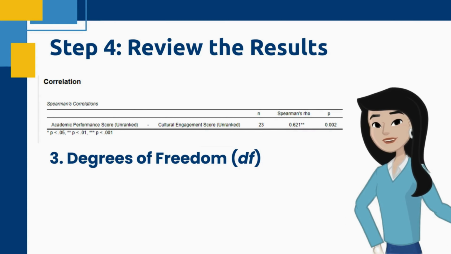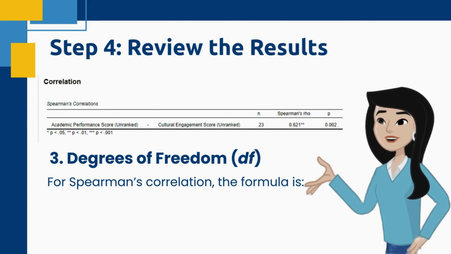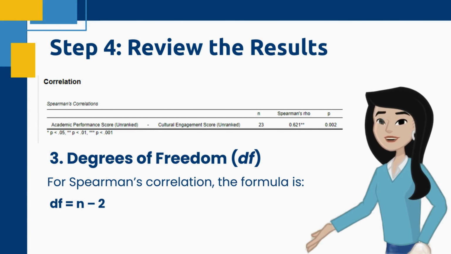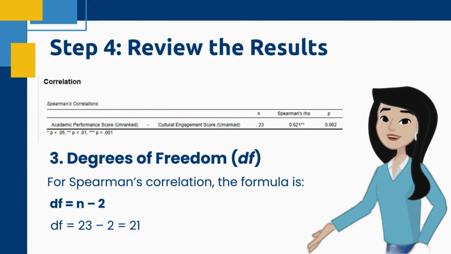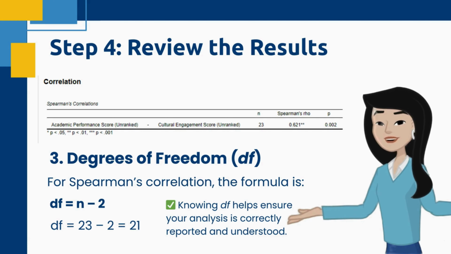3. Degrees of freedom, df. For Spearman's correlation, degrees of freedom are calculated as df equals n minus 2. In our case, df equals 23 minus 2 equals 21. This is useful when reporting results in APA format or conducting follow-up analyses.